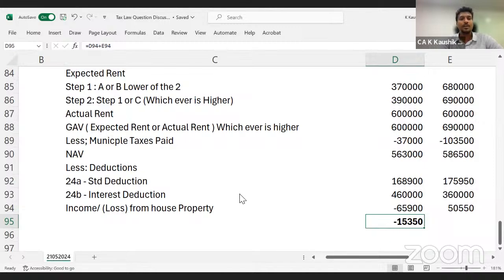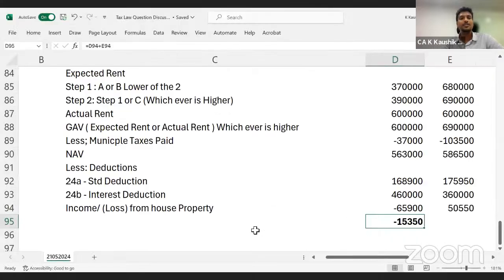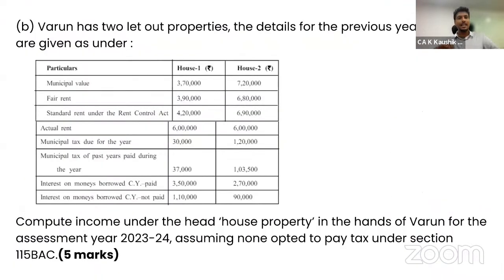house property. Compute the income under the head house property in the hands of Varun for assessment year 23-24, assuming none opted to pay tax under section 115 BAC. So yes, not opted for section 115 BAC. So this is the solution for your question number 2, part B. Very simple. Any questions still here?